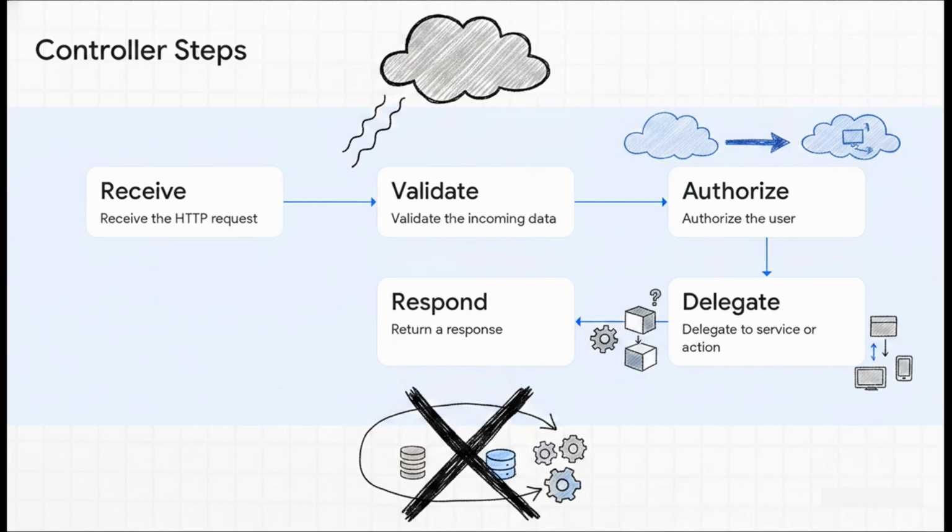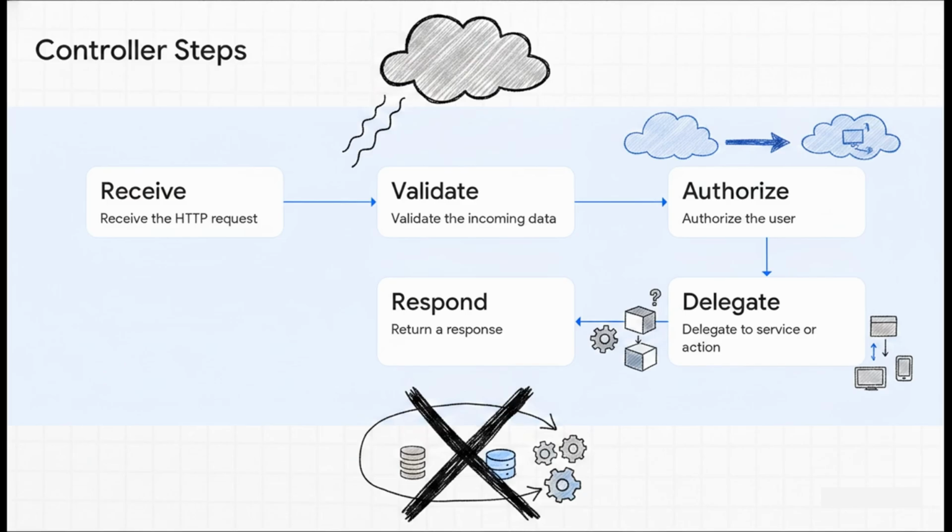A controller's lifecycle should be strictly limited to these 5 exact steps. First, receive the request. Second, validate the data. Third, authorize the user. Fourth, delegate the actual heavy lifting to a service or an action. And fifth, return a response. There should be absolutely no business logic, no loops, and definitely no database queries sitting in your controllers. If they're doing anything more than just managing HTTP traffic, they've completely outgrown their single responsibility.